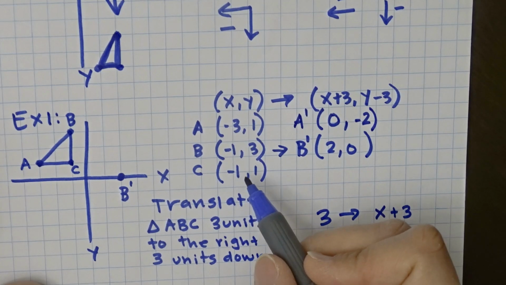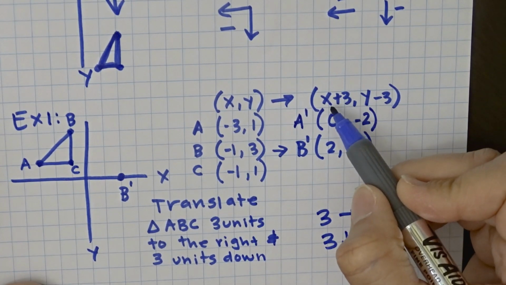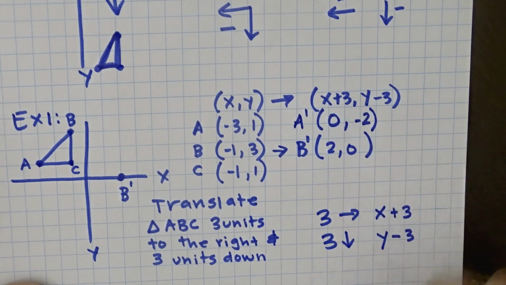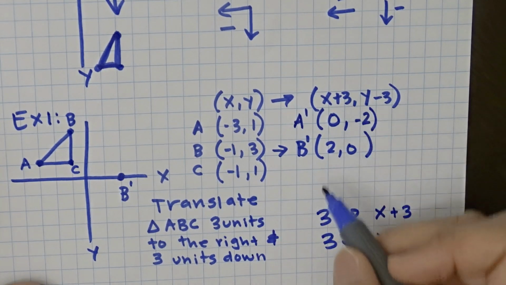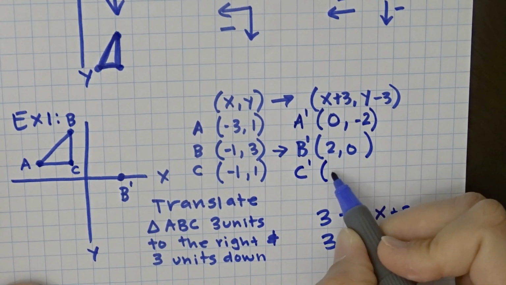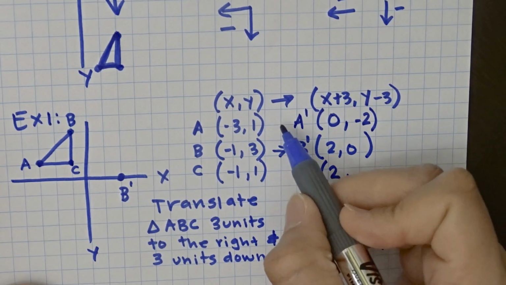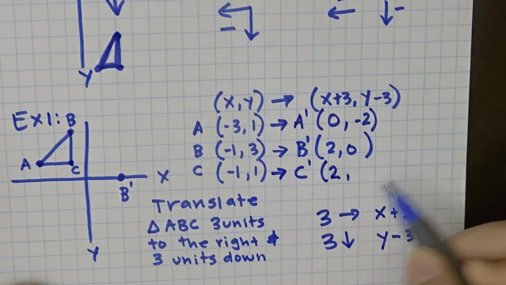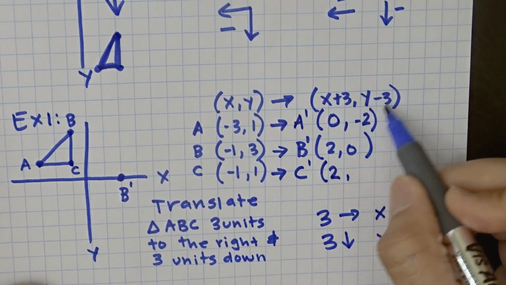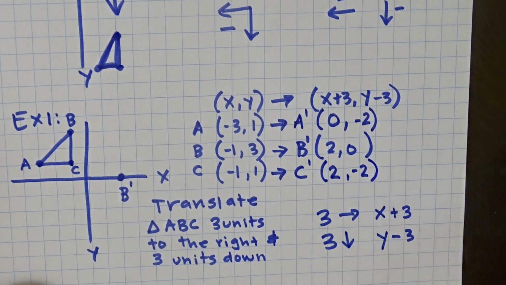And do the same thing with this third point. My x coordinate is -1. My rule says to take the x and add 3. So take -1 and you add 3, and my new C coordinate would be 2. If I have 1 as my original y coordinate, and then my rule says that I'm going to subtract 3 from it, I get -2.